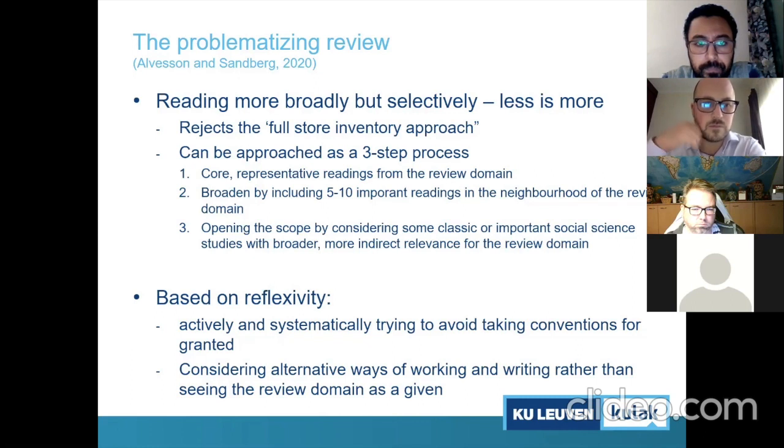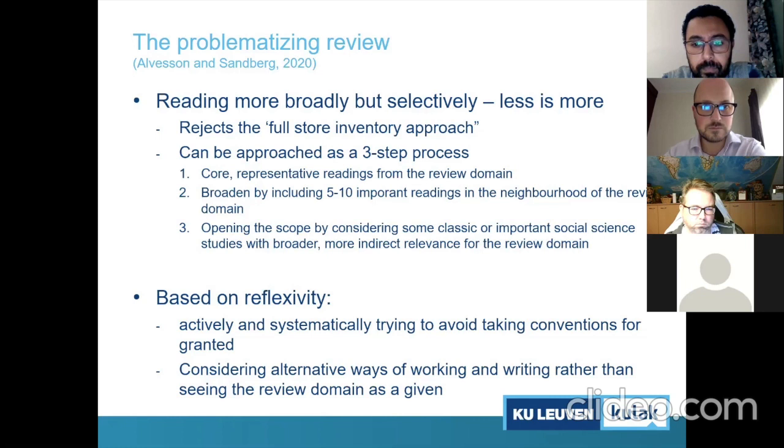A couple of readings in the neighborhood of that domain. But then, of course, you can see that potential researcher bias comes into the picture here already, because I could have a different idea about what is a neighboring domain of research compared to what you have in mind. Let alone that you then open the scope completely, by introducing other work from the broader social science domain to be able to bring a fresh perspective on the research domain that you departed from in your first step.